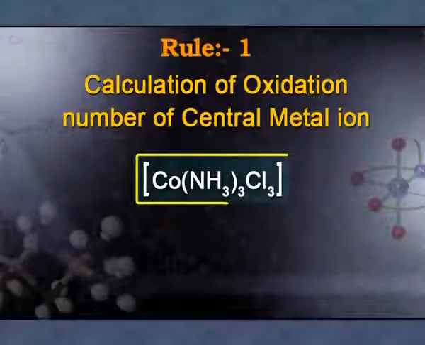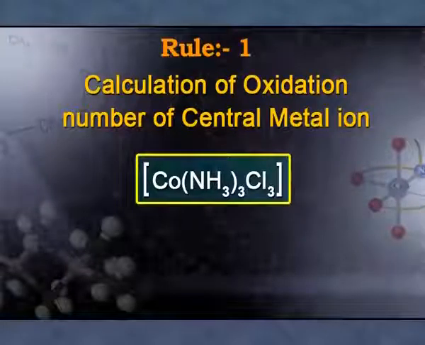So, to understand how to start IUPAC naming of these complexes, there are certain rules we have formulated. These rules say that when we have to give the IUPAC name of a complex, the first step is to find out the oxidation number of the central metal ion. That is the first step. Suppose the example [Co(NH3)3Cl3]. So in this complex, our first motto is to find out the oxidation number of the central metal ion, that is the cobalt.